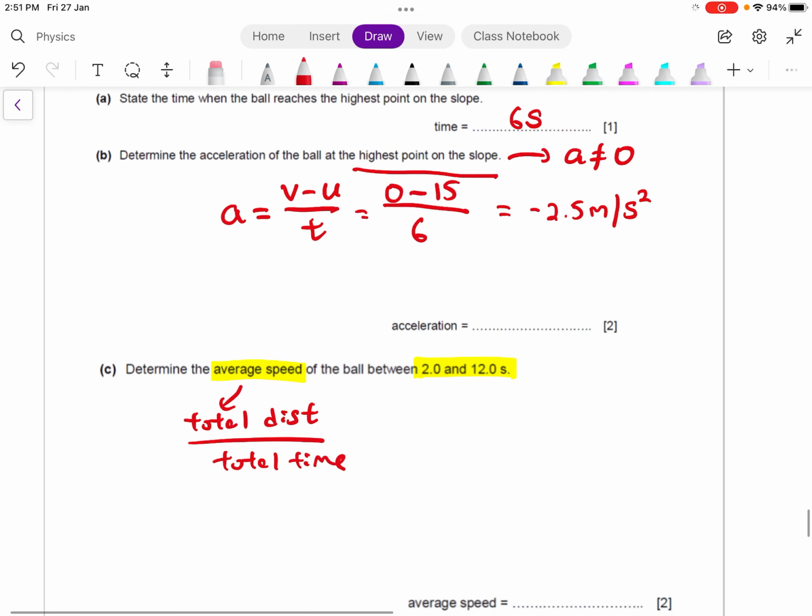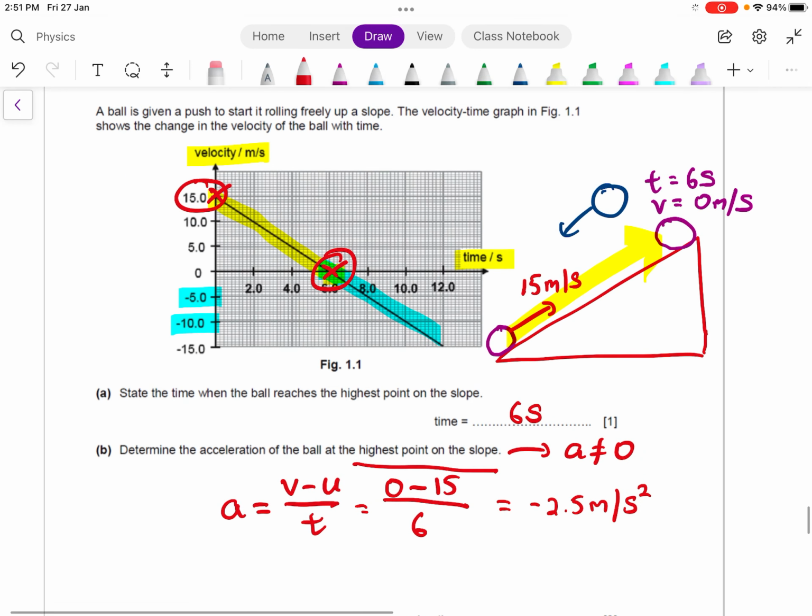So what is the total distance traveled between 2 and 12 seconds? Let's calculate. From the velocity-time graph, how do we know the distance? You look at the area under the graph. So from 2 to 12, right? 2 is right here, then 12 is right here. You can see that there are roughly 2 triangles.